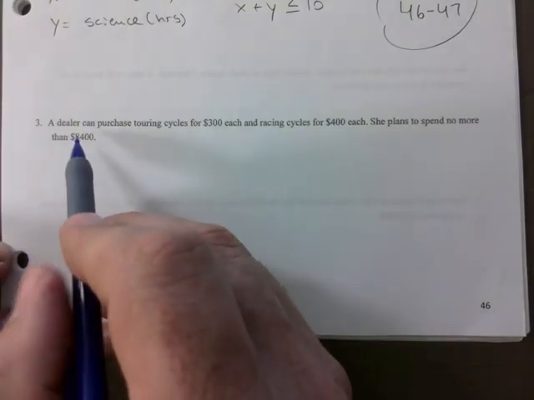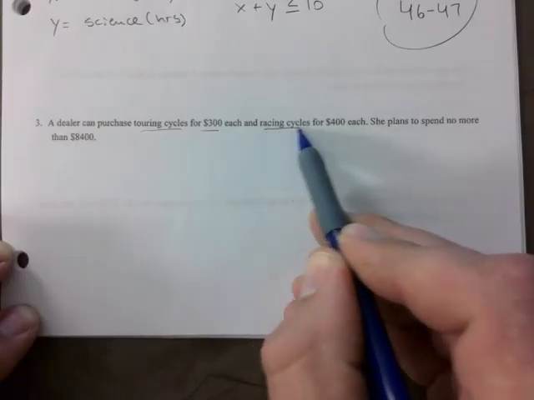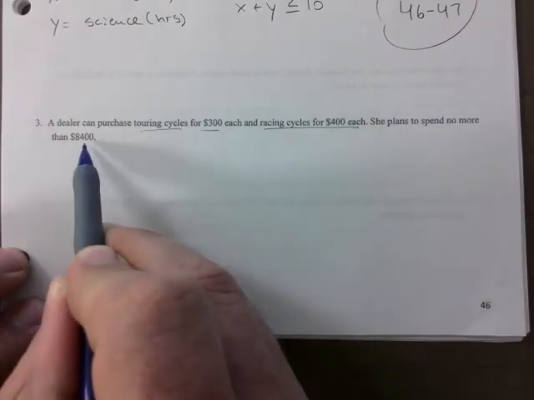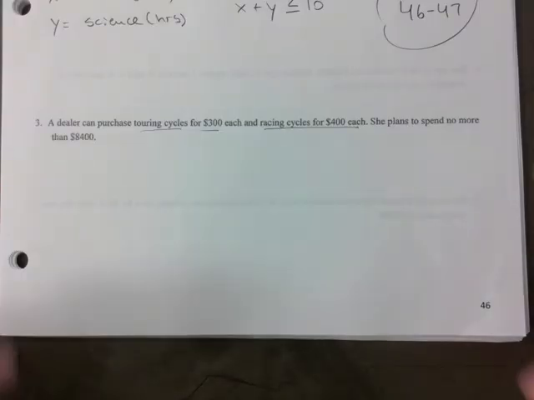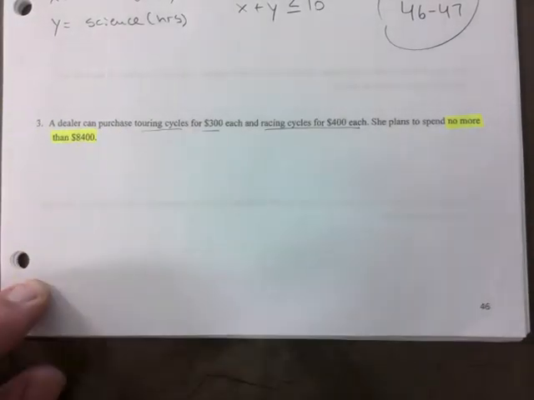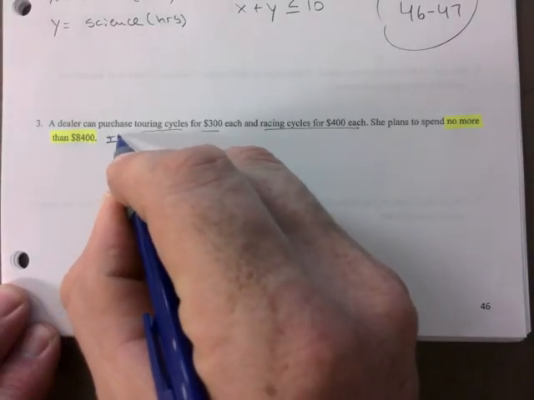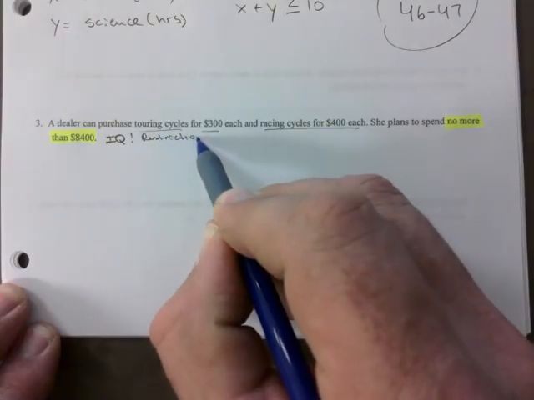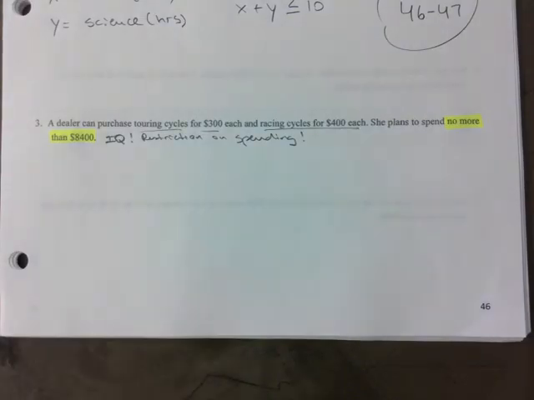Okay, question 3. A dealer can purchase touring cycles for $300 each or racing cycles for $400 each. She plans on spending no more than $8,400. This right here, listen carefully to this part. As soon as you have the no more than or up to or a capacity, that's an inequality right there. You know that there's a restriction on spending. There's a restriction on spending that has been placed on this problem here.